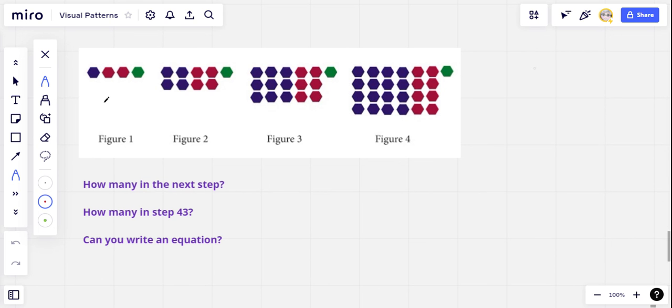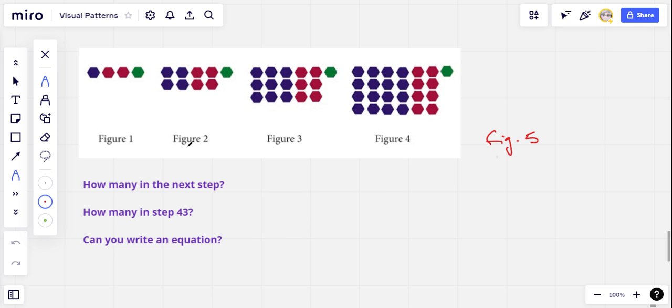It's a colorful one. We've got figure 1, figure 2, figure 3, figure 4, and your challenge is to predict the number of these hexagons in figure number 5. If you can do that, can you predict the number of hexagons in figure 43? And can you write an equation that could be used to predict the number of hexagons in any figure at all? So that is the challenge. If you'd like to accept it, pause the video and work it out.